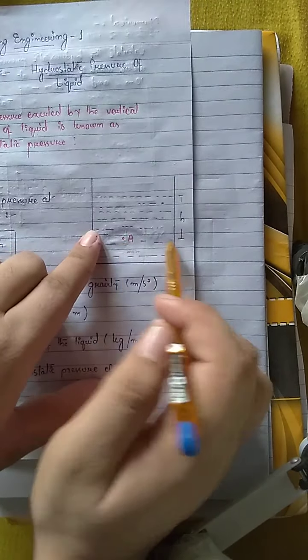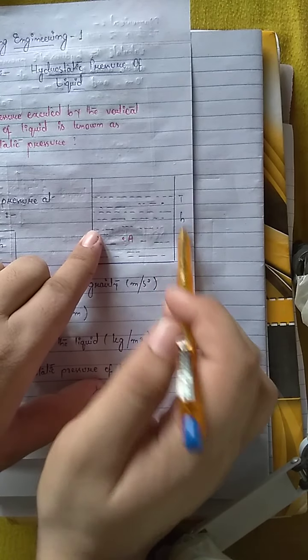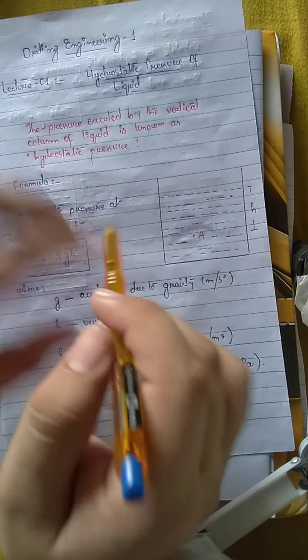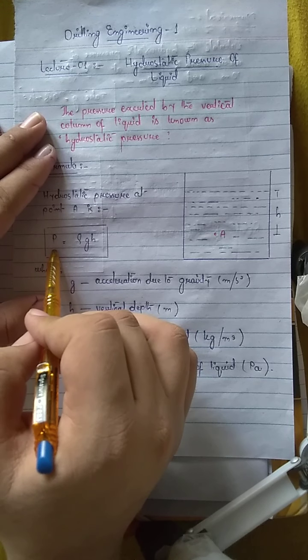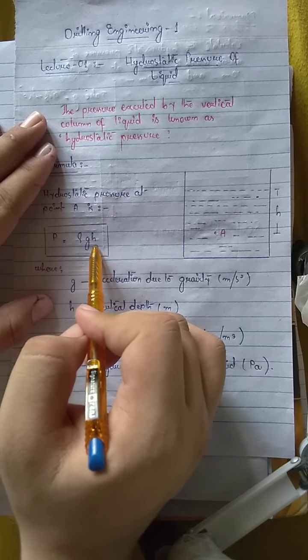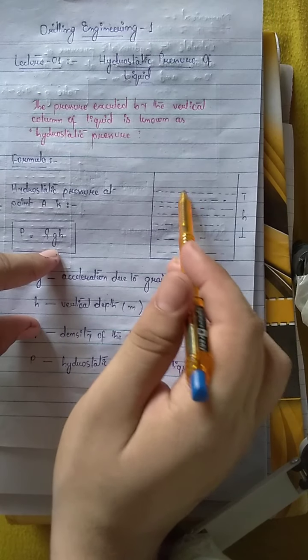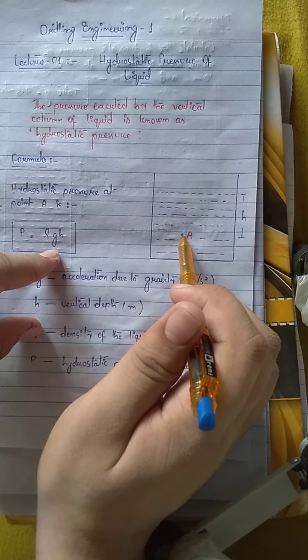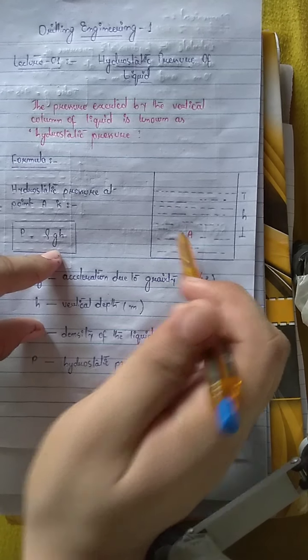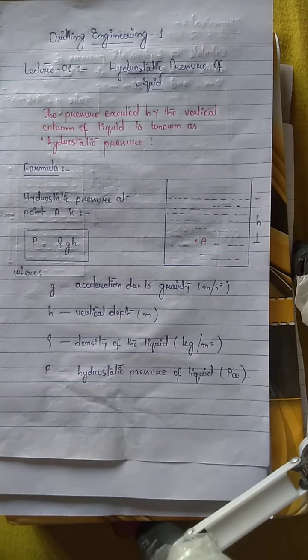Since in this scenario the depth of this point is h from the free surface of the liquid, the hydrostatic pressure at point A can be calculated by P equals rho g h, where h represents the vertical depth from the surface of the liquid to point A. The point which is necessary to remember is that we always measure the vertical depth inside the body of the liquid, and it is always measured from the free surface.